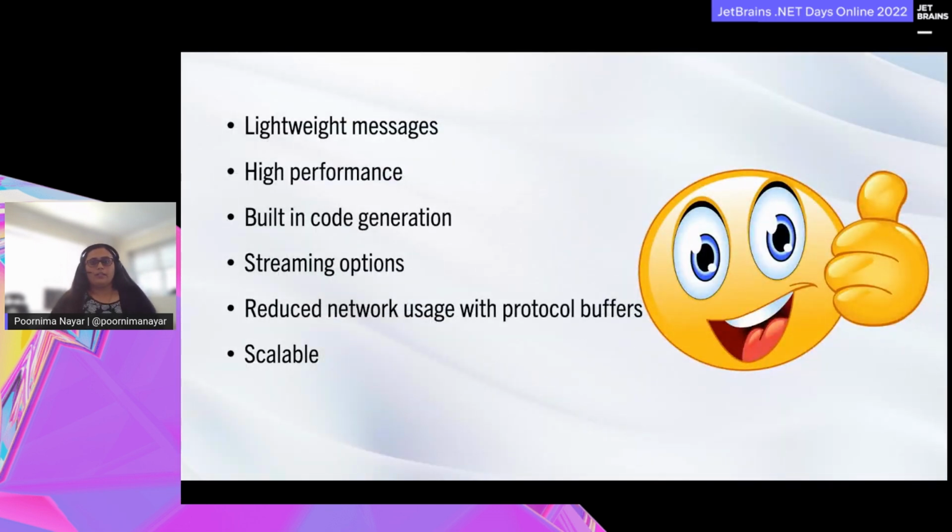And talking about the pros and cons of gRPC, we have lightweight messages with gRPC. We have high performance. We have built-in code generation because of the Proto-C compiler. And we have streaming options relying on the HTTP2 features. And because of lightweight messages, we have reduced network usage with protocol buffers. I think there is at least a 30 to 40% difference between JSON and protocol buffers, the equivalent JSON and protocol buffers. And of course, gRPC is scalable.